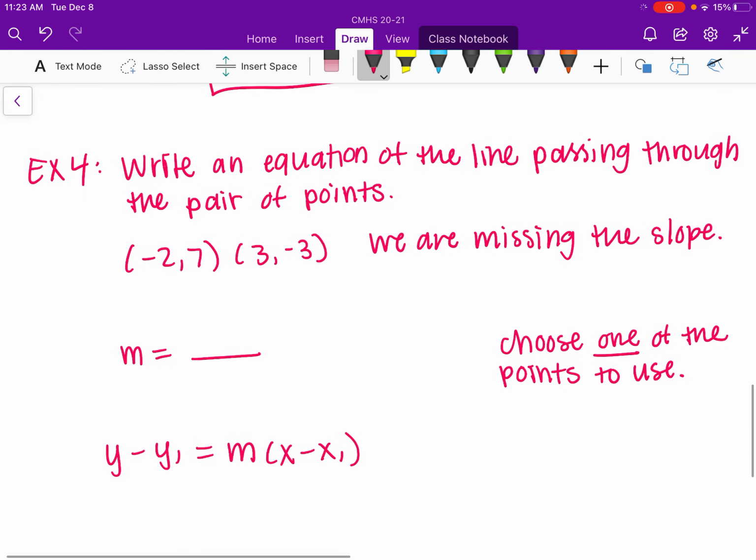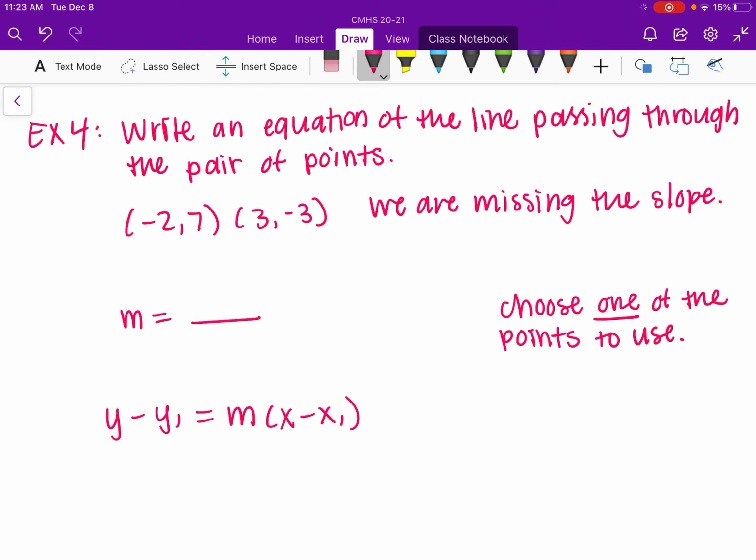Okay, this time something else is different. This one says, write an equation of the line passing through the pair of points. And the points are (-2, 7) and (3, -3). But for point slope form, we need a point and a slope. We don't have the slope. We are missing the slope. But no worries, we know how to find it. Remember yesterday, m equals y2 minus y1 over x2 minus x1. That's what we're going to use.